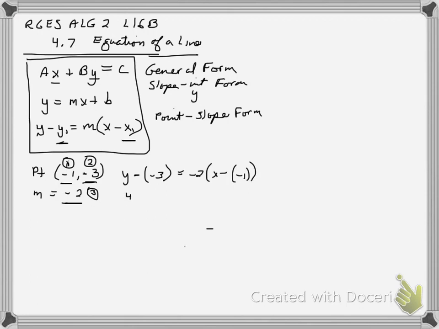Simplifying that, I'm going to get y plus 3 equals -2 times x plus 1. Distributing, I'm going to get y plus 3 equals -2x minus 2, and I'm going to push that to that side, and I get y equals -2x, -2 minus 3 is -5.